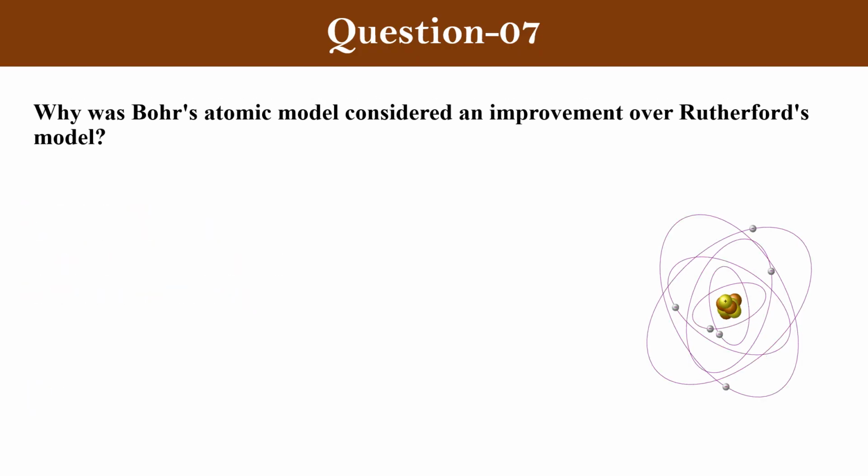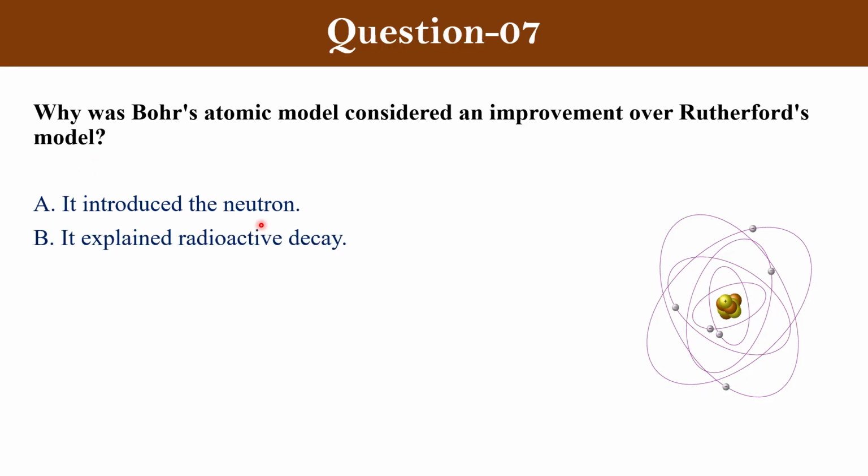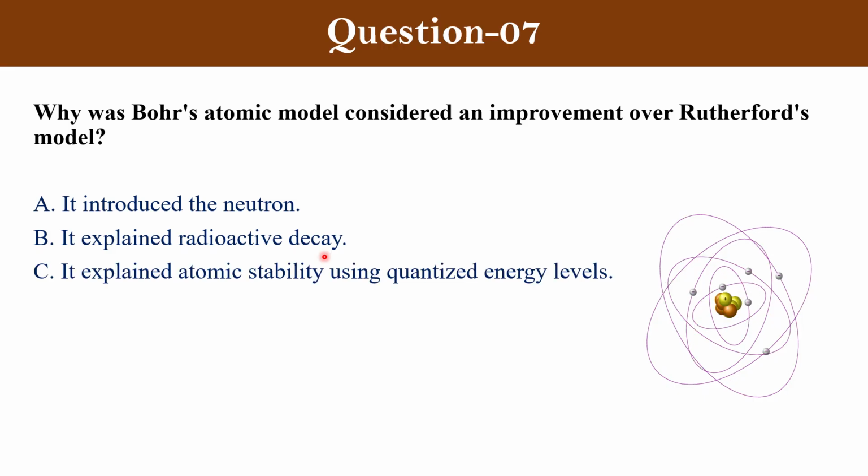Question number 7. Why was Bohr's atomic model considered an improvement over Rutherford's model? Option A. It introduced the neutrons. Option B. It explains radioactivity or radioactive decay. Option C. It explains atomic stability using the quantized energy levels. Option D. It discovered atomic number. Which is the correct answer among these?